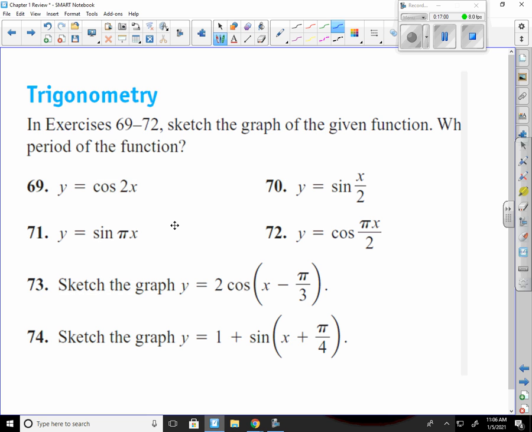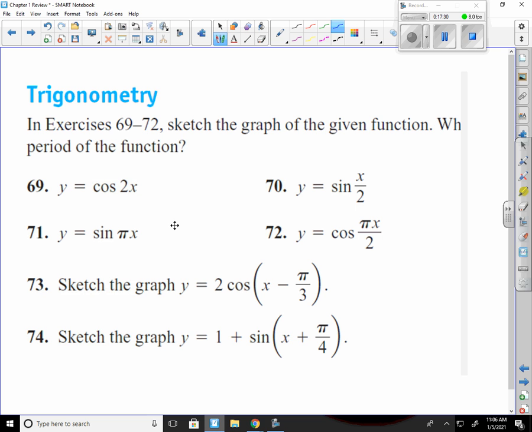Last ones, and I'm only going to bring these up because I'm not going to actually want you to graph them. What I want you to find is the amplitude, the phase shift, the vertical shift, and there's another one. Amplitude, phase shift, vertical shift, and the period.